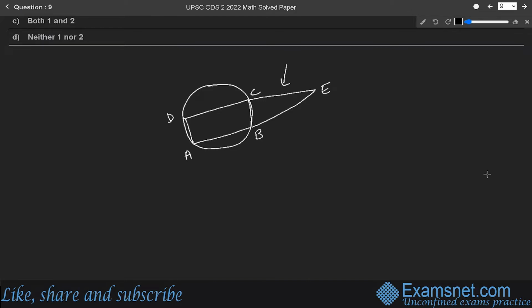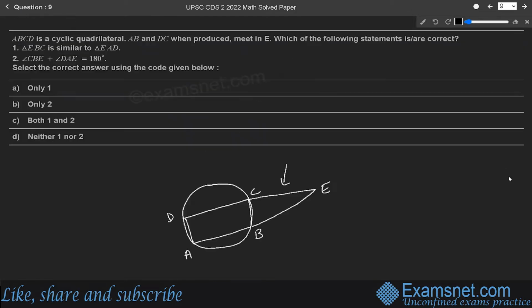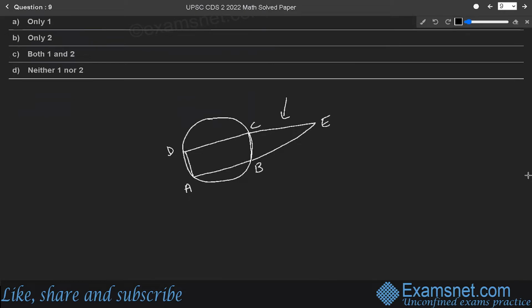This is E. Now, the statements are: triangle EBC is similar to triangle EAD, and angle CBE plus angle DAE is equal to 180 degrees. CBE means this angle and DAE means this angle. So the sum of both these angles is 180 degrees. It is statement number 2.